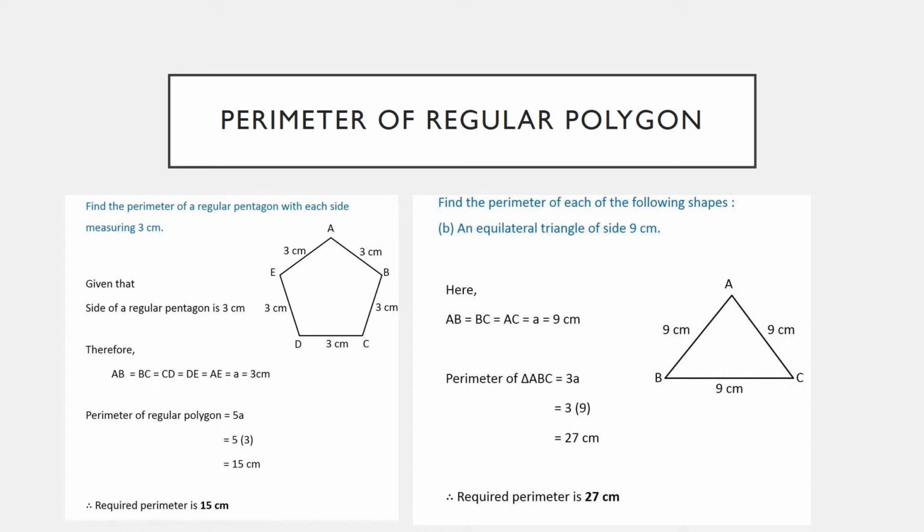And remember children, perimeter is the length. So the unit will be whatever the side is given. That is, if centimeter is given, centimeter. If meter is given, meter accordingly.